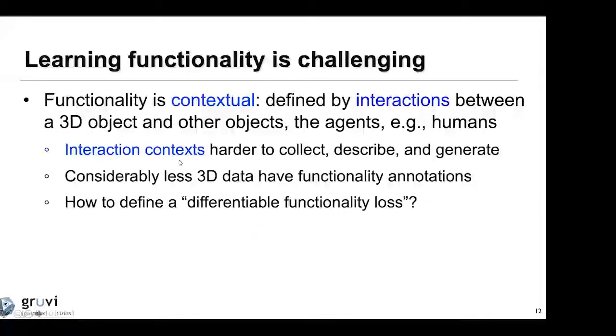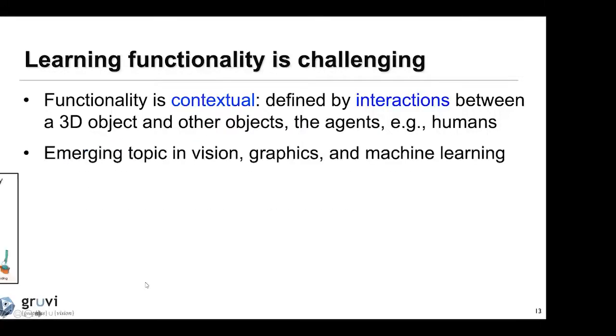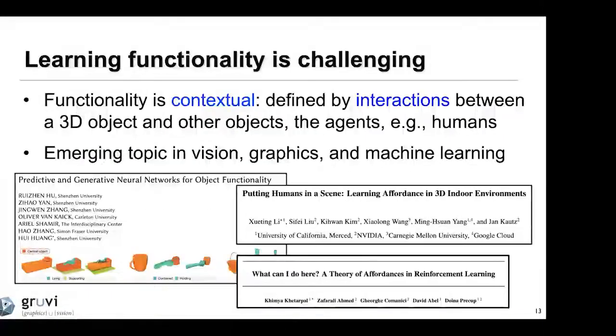Now, if you have to deal with interaction context, then everything is harder. It's harder to collect such data, harder to describe interaction context, and difficult to generate these kinds of interaction situations. And if you think there is not enough 3D data, there is even less 3D data with functionality annotations. And if you think of defining a deep neural network that can produce something functional, then you have to think of some notion of a differentiable functionality law. These are all challenging questions to answer. The good thing is that it's an intriguing and emerging topic in fields like computer vision, graphics, and machine learning as well.